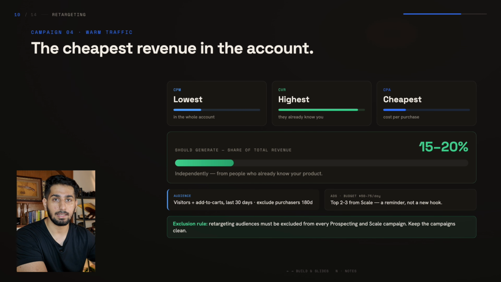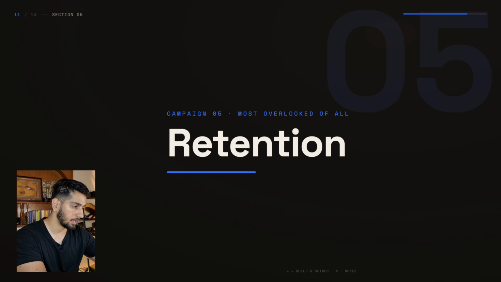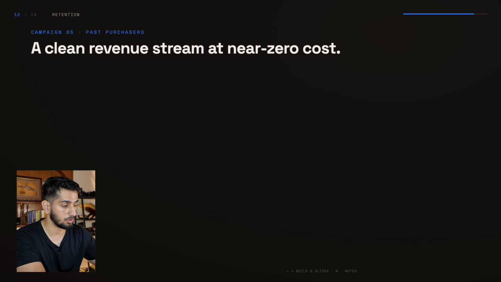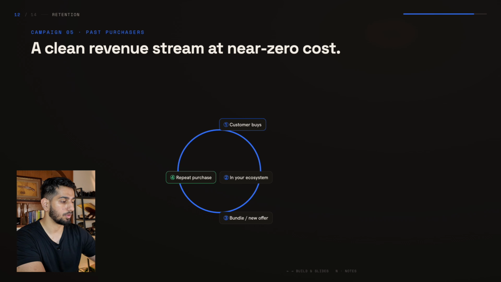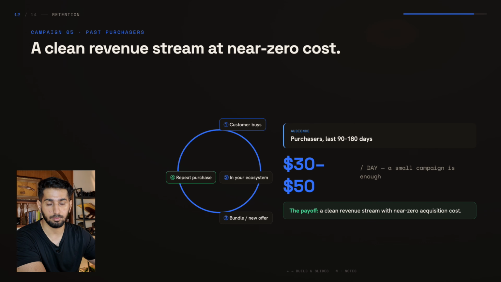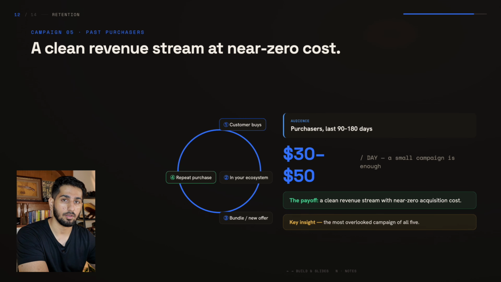And now last is our retention campaign. Again, a very important campaign, a campaign that is going to increase your profit margins by a lot. So don't underestimate this. The setup is very simple. It's a small campaign. You want $30 to $50 a day, and that is enough. And again, the job is to keep past buyers in your ecosystem. You have them coming back, have them buy again from you.